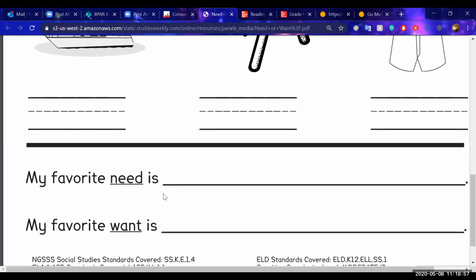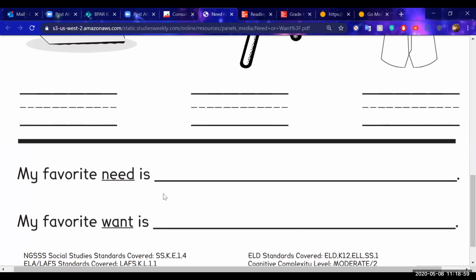So now we're going to move on and we're going to write our very own sentences. I want you to look at the first word. M-Y. What sight word have we learned this year that starts with M-Y? My. The first word is my. Then we see F. We know F makes the F sound. We see A and O. So these are both vowels. So we know the first one says its name and the second one says nothing.